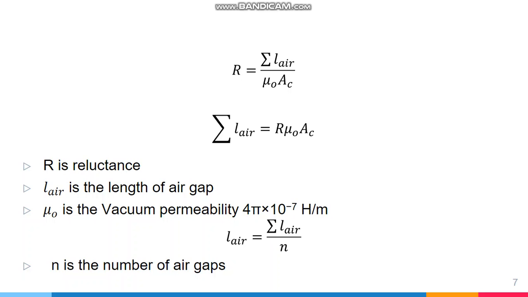The next is to calculate the reluctance of this air gap. Reluctance is equal to the summation of all the air gaps that will come in the path, divided by mu naught AC, or summation L air gap is equal to R mu naught AC. So here R is the reluctance, L air is the length of the air gap, and mu naught is the vacuum permeability, which is equal to 4.2 × 10⁻⁷.